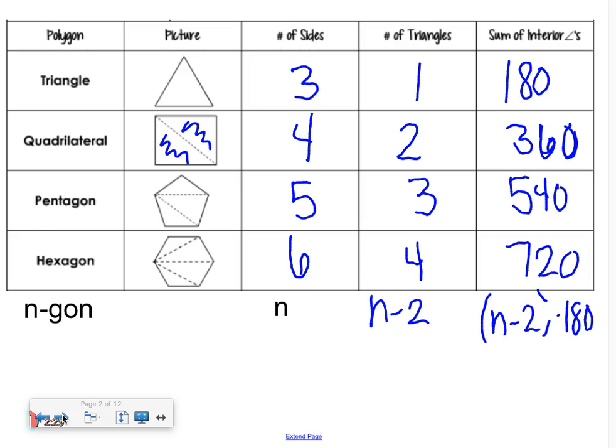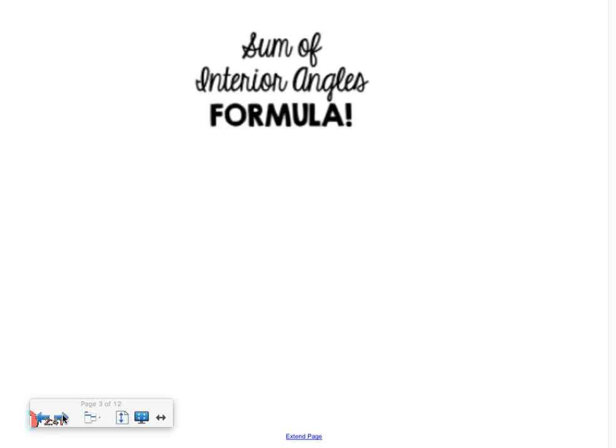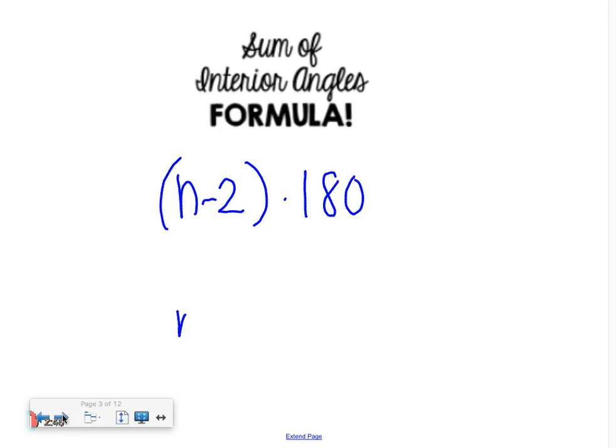So that is our first formula. If we wanted to find the sum of the interior measures of a polygon, n minus 2 times 180. I'm going to write it down. n equals number of sides. So that's our first of 2 formulas today. n minus 2 times 180.